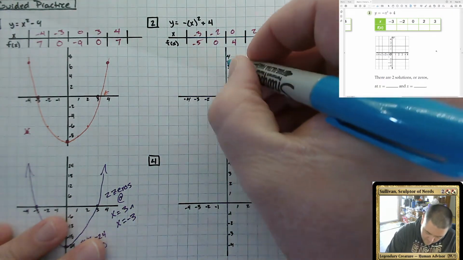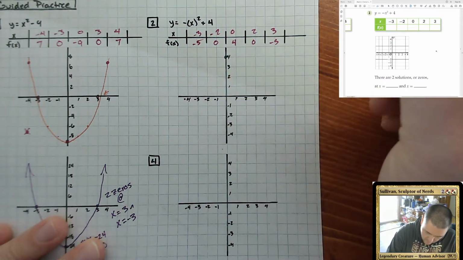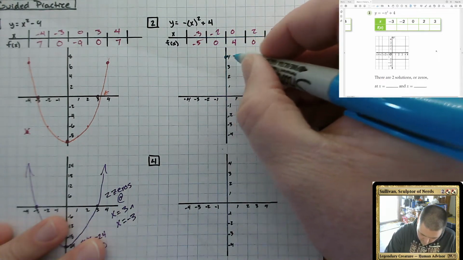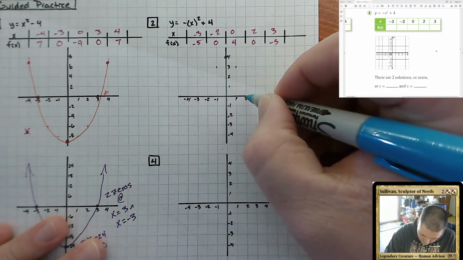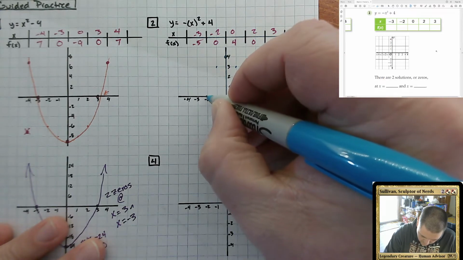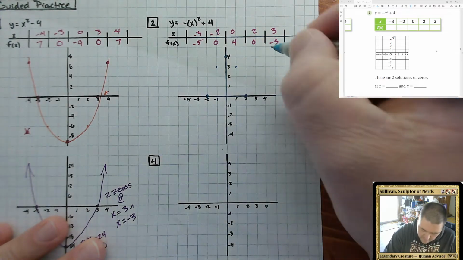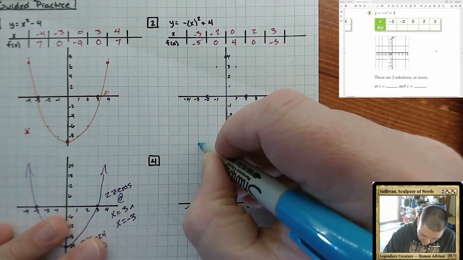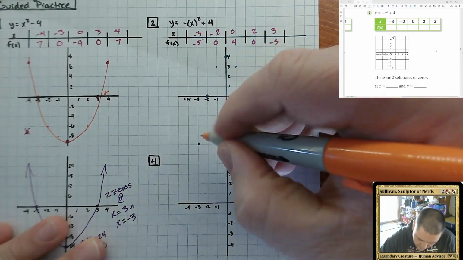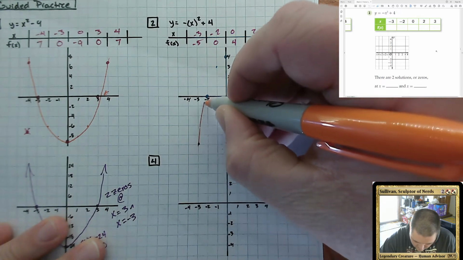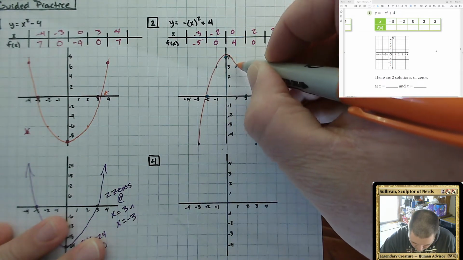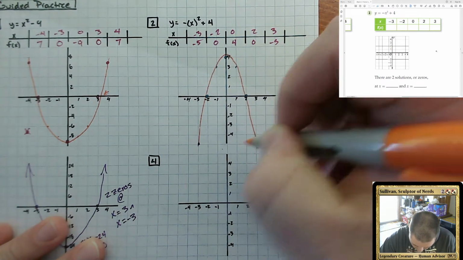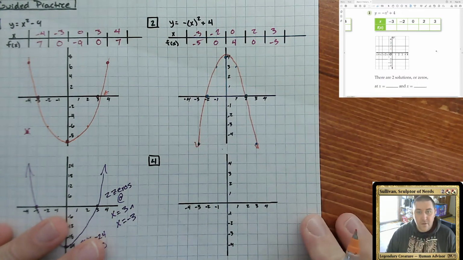Plot your points at 0, 4. At ±2, we're going to have our zeros. At ±3, we'll be way down here at -5. Connect the dots, keep it curvy. And there you go.